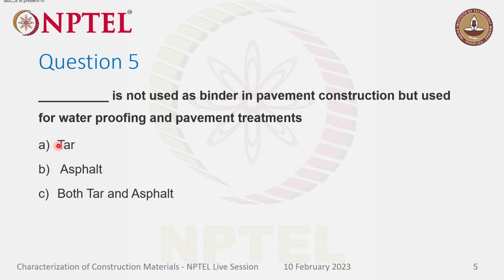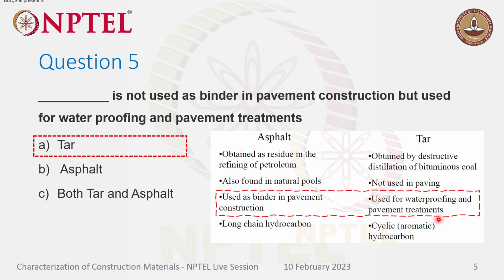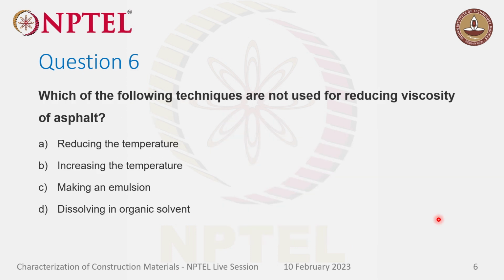Time is up. Let's see the correct answer. The correct answer is, as they have here in this snap, particularly from the lecture, where they distinguish between asphalt and tar. Asphalt is used as a binder in pavement construction, but tar is used for waterproofing and pavement treatments. So the correct answer is tar. Now moving to the next question.